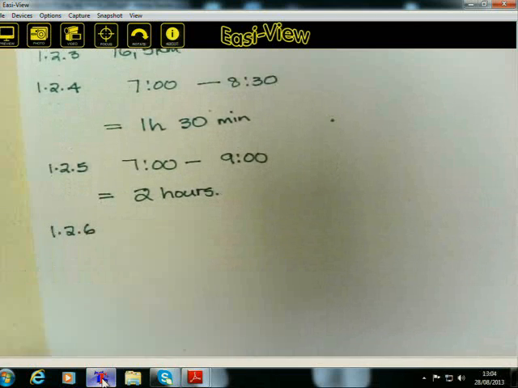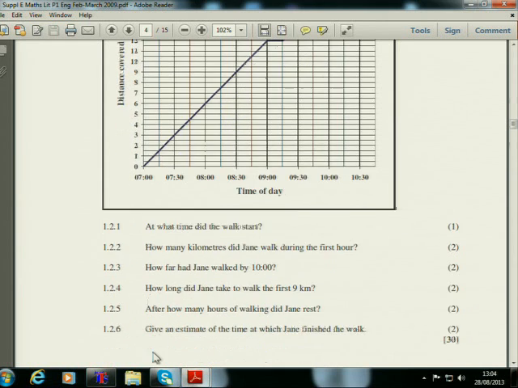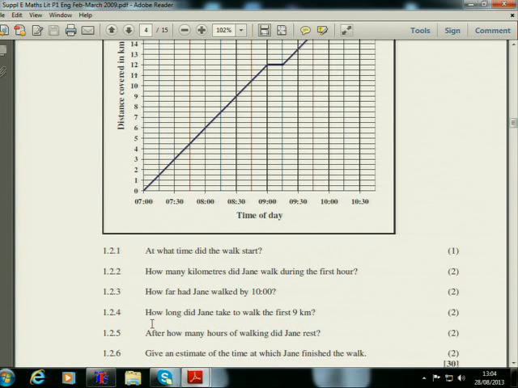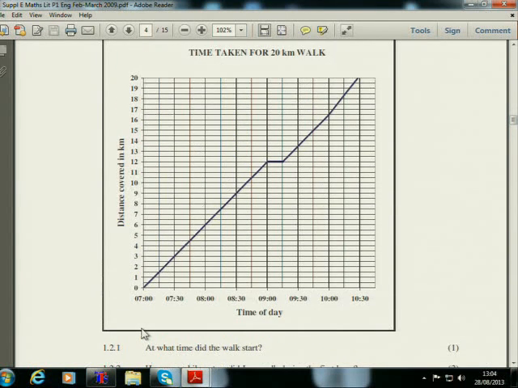Moving along to the next question, 1.2.6, which is the last one in question 1. Give an estimate of the time at which Jane finished the walk. That means we have to go back to our graph so that we can give the estimate of time at which Jane finished her walk.